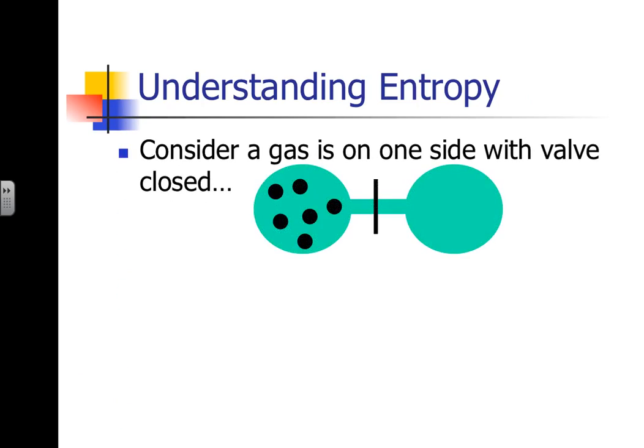So to understand entropy just a little bit, I have a picture for you. Consider a gas. It's on one side and the valve is closed. So these 2 tealish colored bulbs on each side, imagine that it's 2 flasks kind of turned towards each other and stuck together. And then this line in the middle right here, that would be a valve. So right now all the gas is on one side. Well, the question is, what happens when I open the valve?